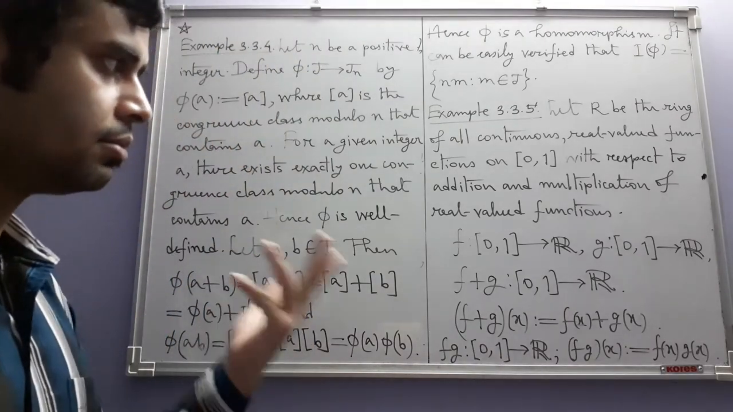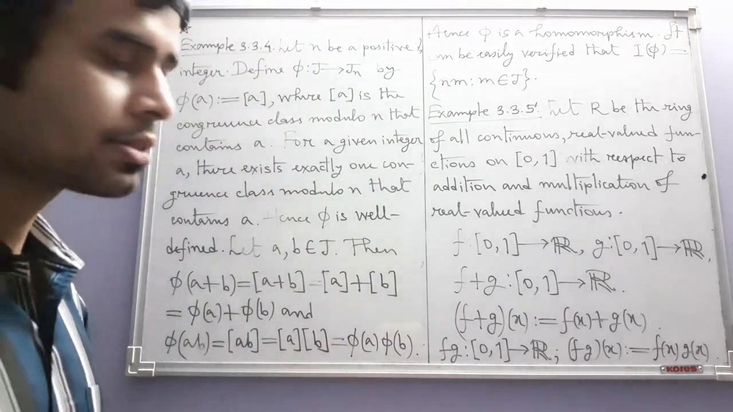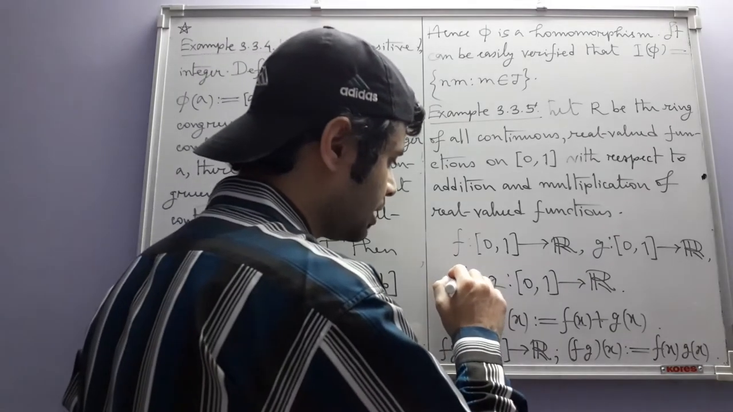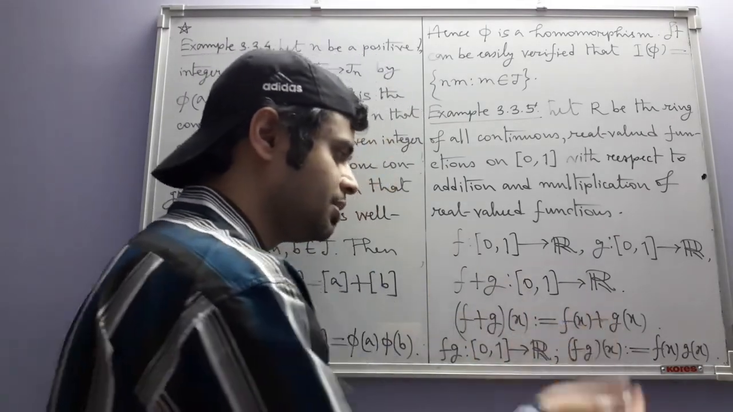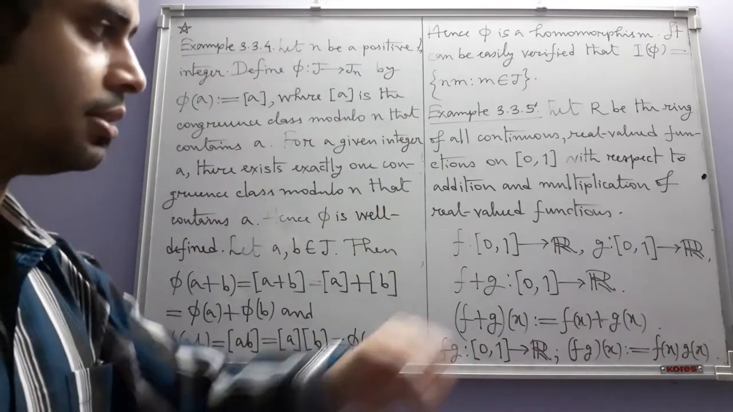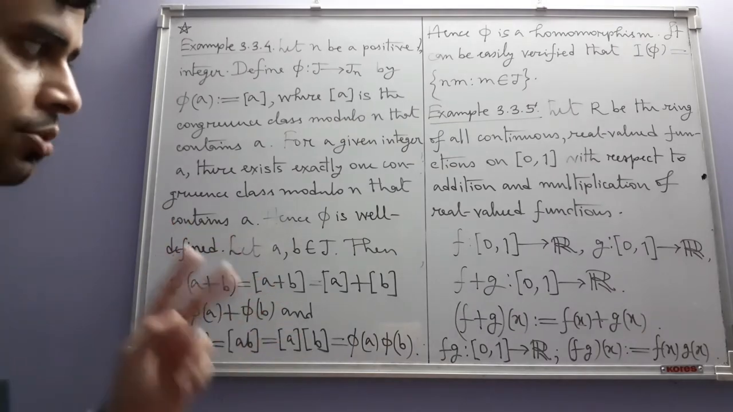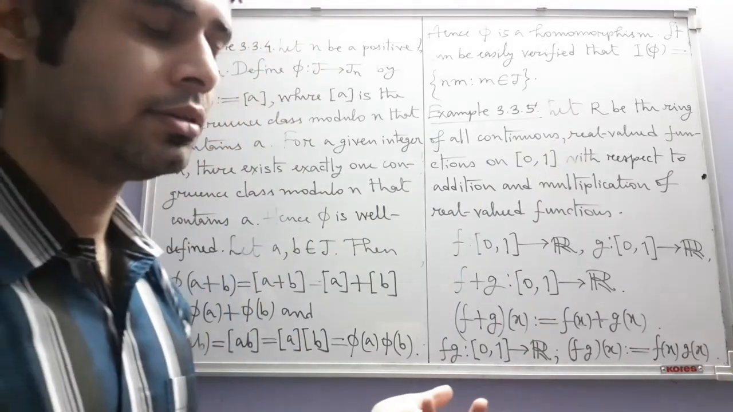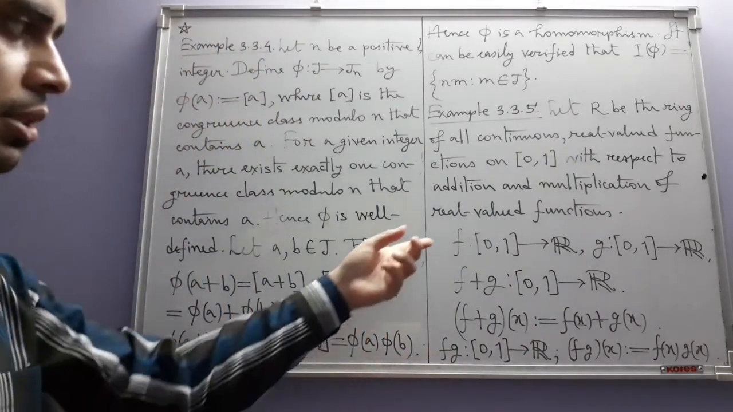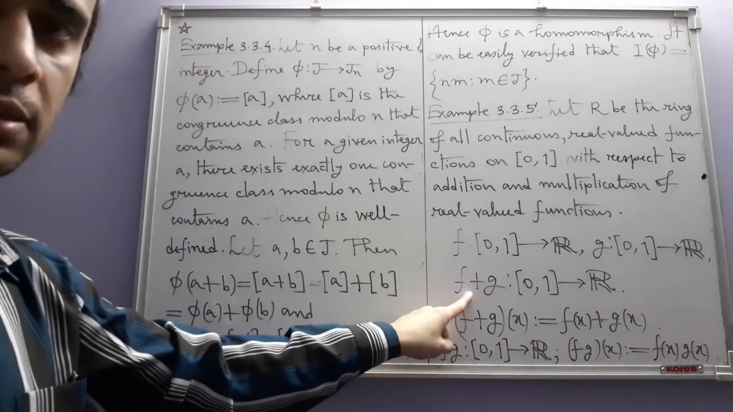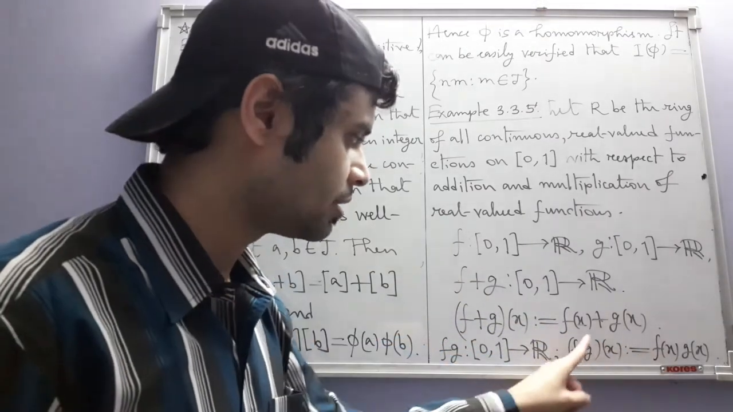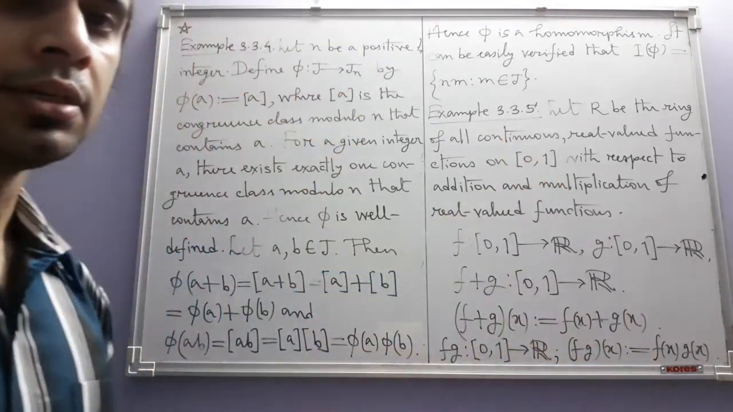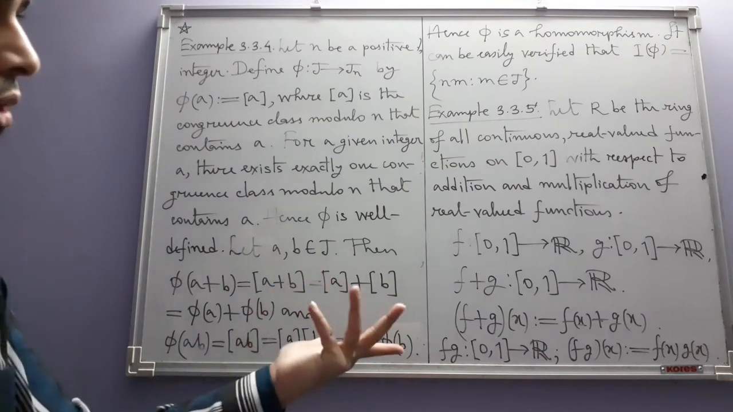And it follows from calculus that both f plus g and fg are continuous, because f and g are continuous. So we actually get two elements in R again. And it can be shown that with respect to this addition and this multiplication, R turns into a ring. So we are talking about that ring.